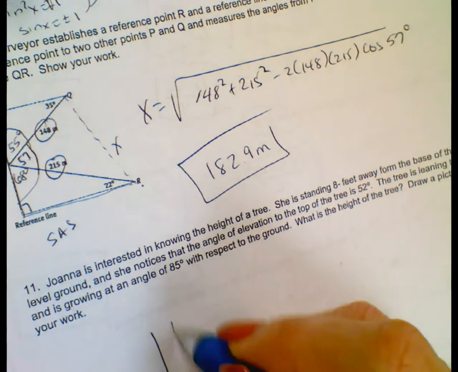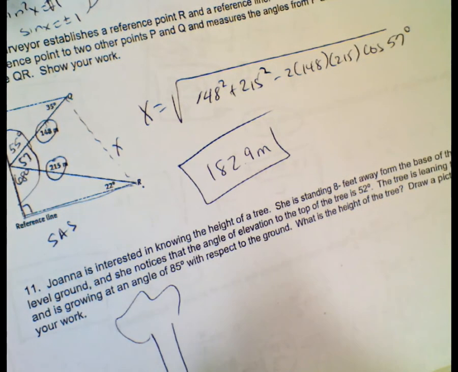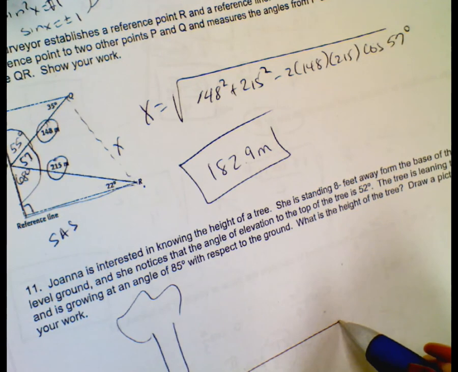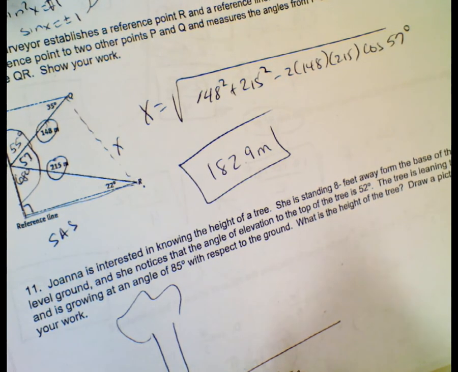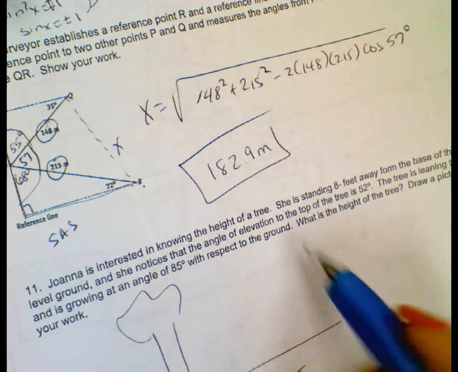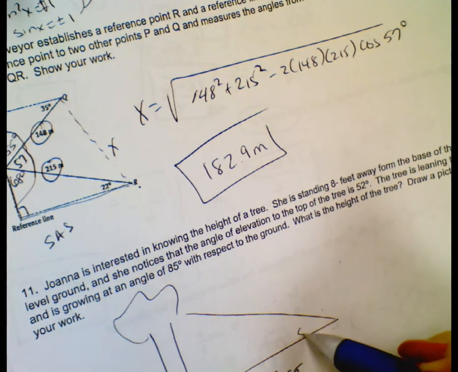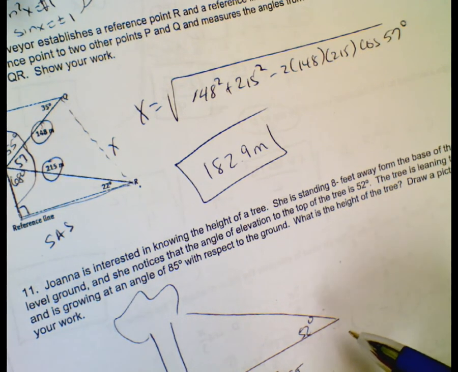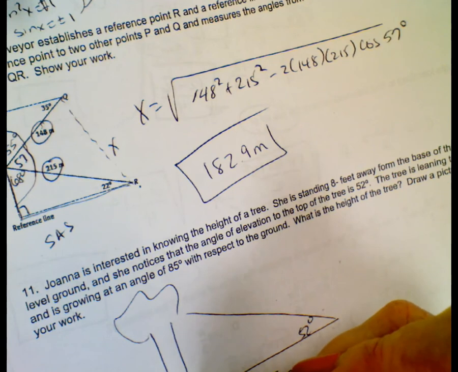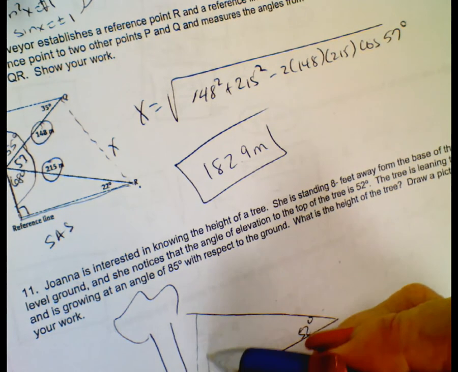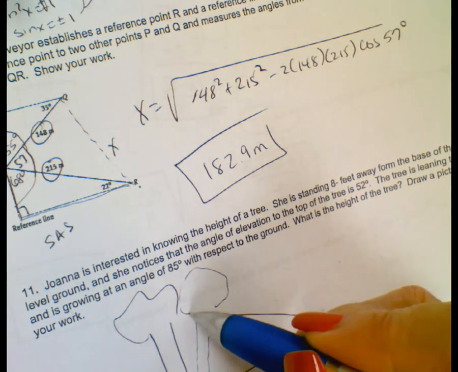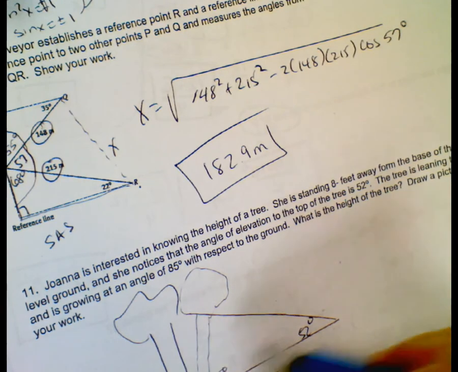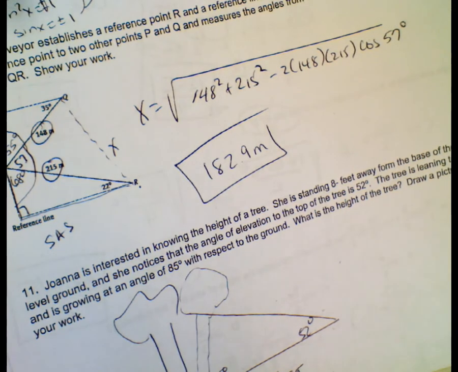Joanna is interested in knowing the height of a tree. So here is a tree. She is standing 8 feet away from the base of the tree on level ground. She notices that the angle of elevation to the top of the tree is 52 degrees. The tree is leaning towards her. Crap, I already drew my tree. At an angle of 85 with respect to the ground. So what is the height of the tree?